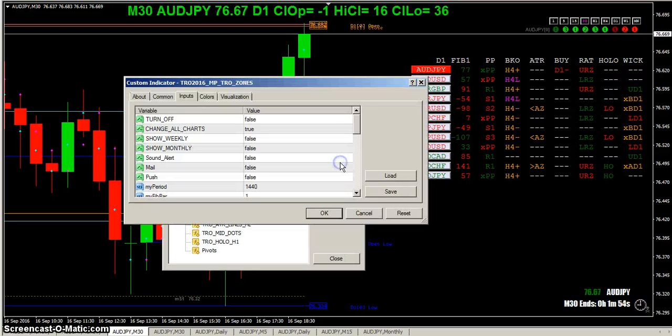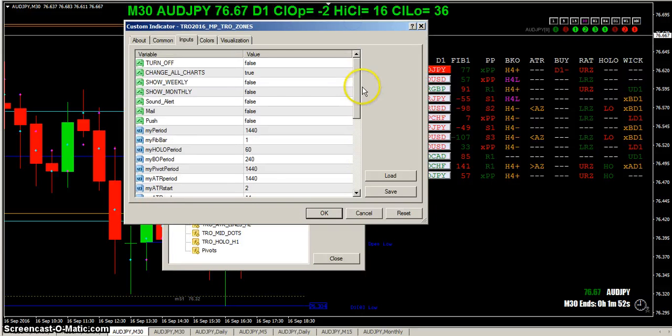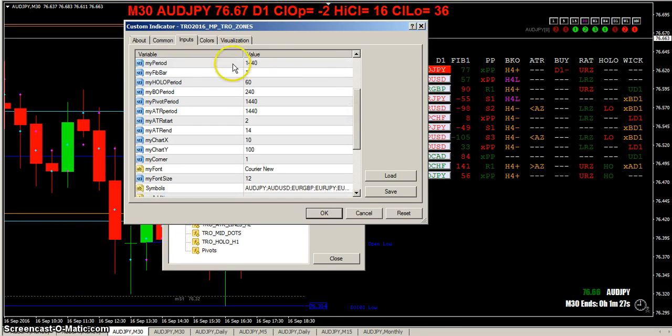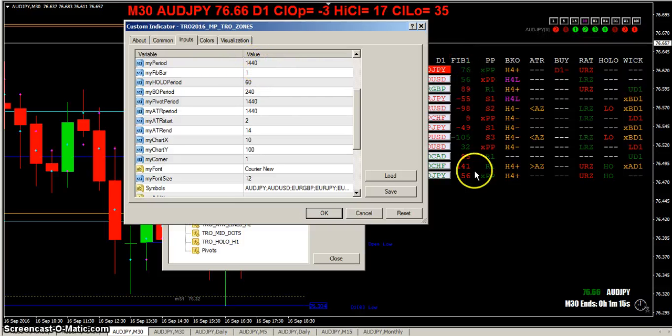So what I should probably do is go over some of the inputs. If you have change all charts set to true, when you click on one of the pair buttons, it'll change all of your charts. If you want to show weekly or monthly values, have those included in the calculation. You've got the sound alert, mail, and push, though I'm not sure if I implemented those alerts. I think I just put the code in there for later. My period is a period here. Fib bar shift 1, you want to use yesterday's candle for your fib.